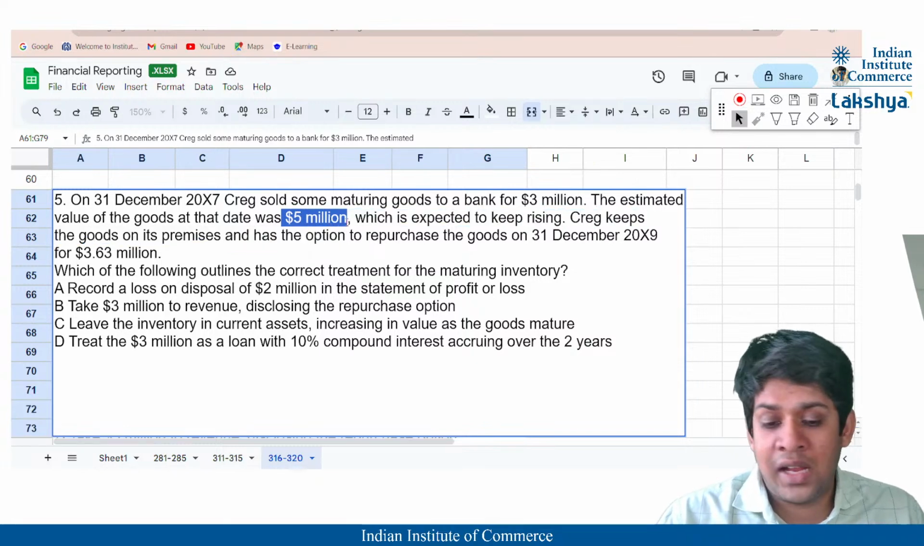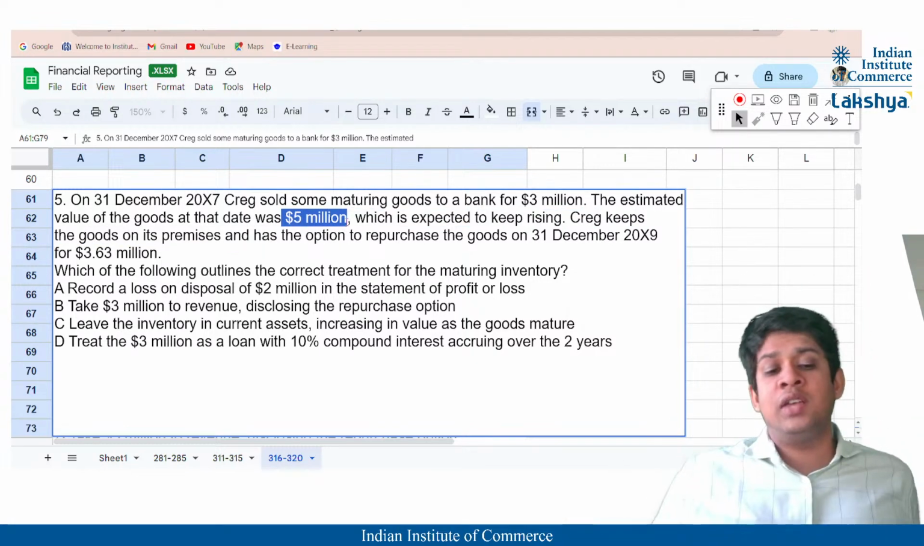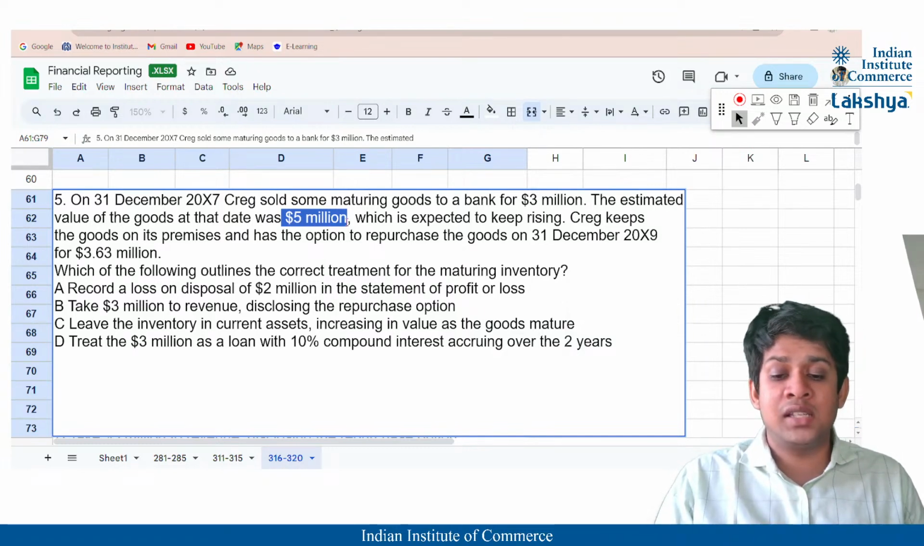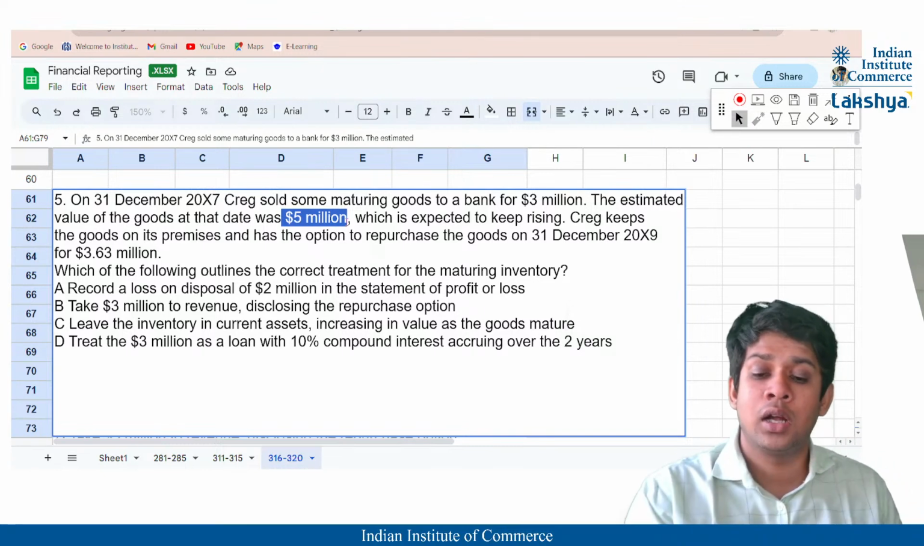So firstly, for identifying a repurchase agreement, we are supposed to see whether the sale is at fair value terms or not. Here it is not. So from that we can say that yes, it is a repurchase agreement, correct?